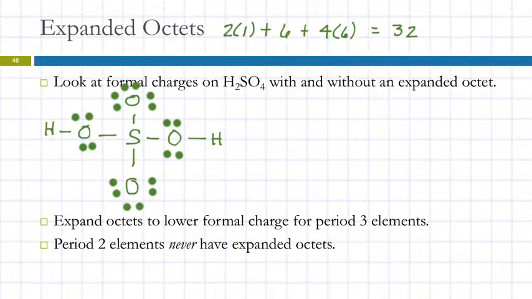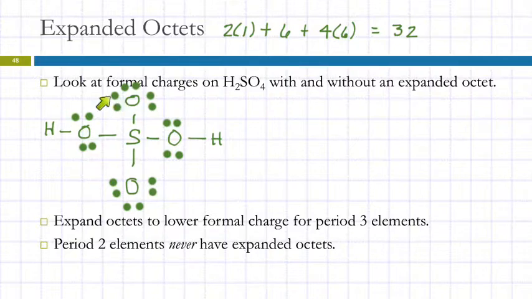Which of these elements has 0 formal charge? Hydrogen always. And this oxygen has an octet and 2 bonds. This one has an octet and 2 bonds. So we can just ignore those. They're going to be 0.